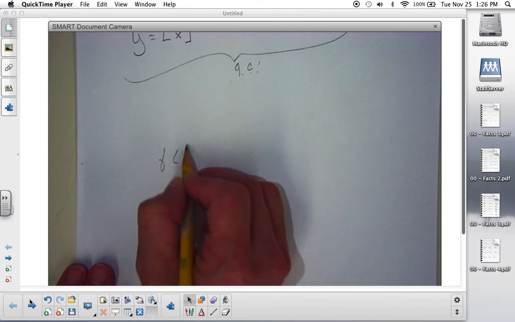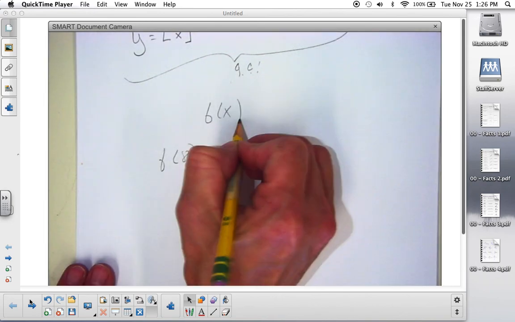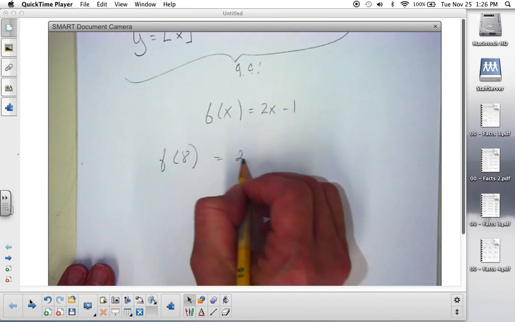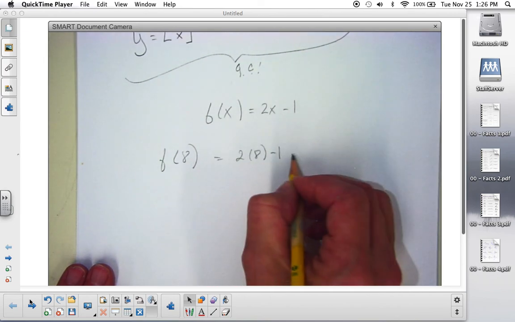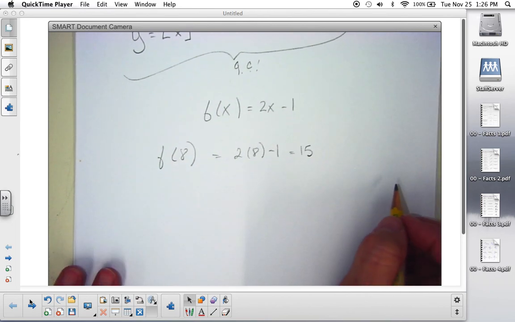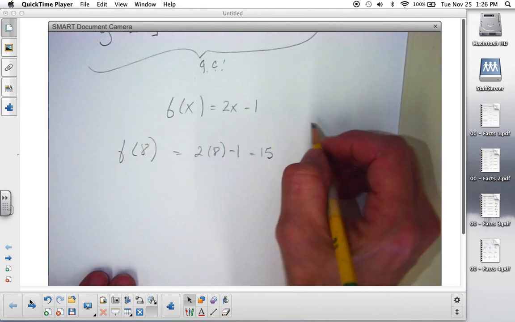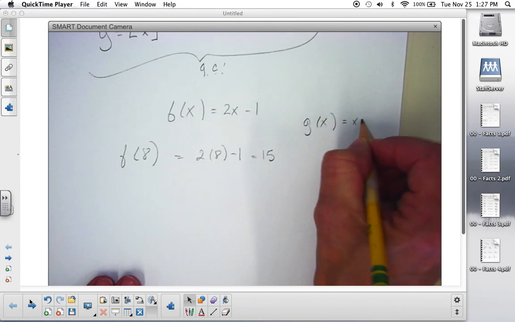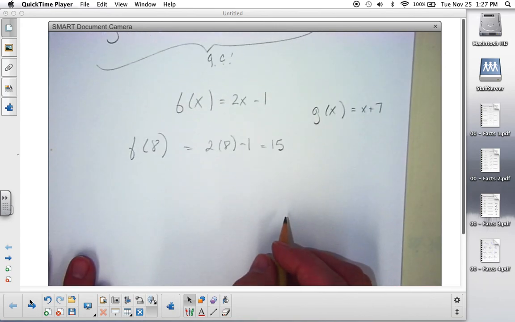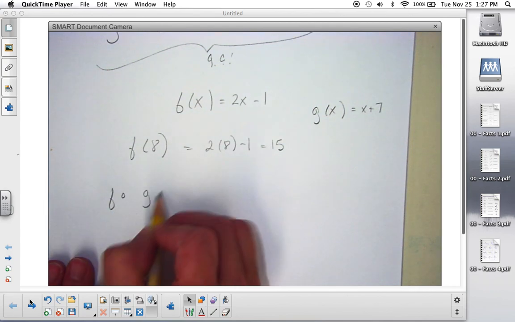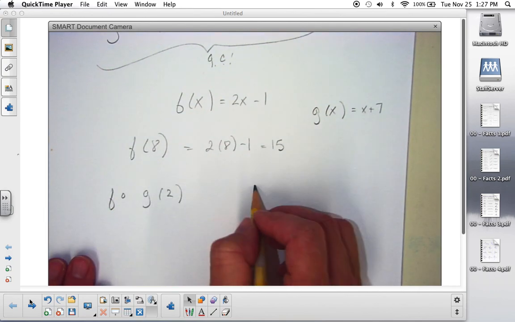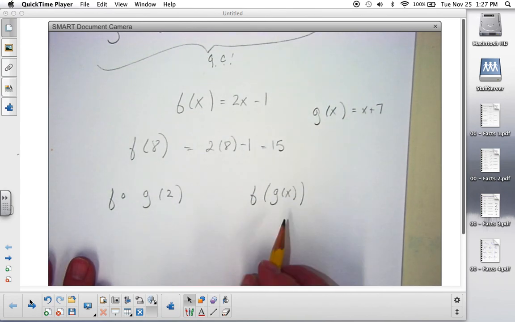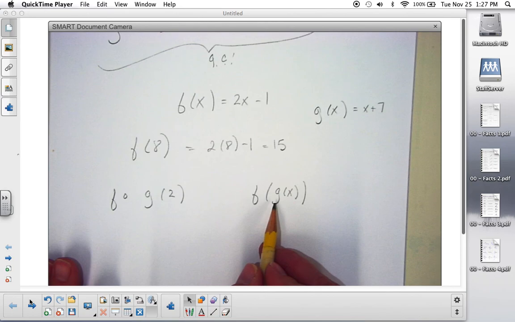We had f of 8 when f of x is, I don't know, 2x minus 1. And if they asked for f of 8, you would just do 2 times 8 minus 1, or 15. We had composition. That's when they gave you two different kinds of functions. Suppose g of x is, like, x plus 7. They could ask for f composed with g of 2, or they could ask for f composed with g of x. Both of these mean the same thing, the little circle or the double set of parentheses.